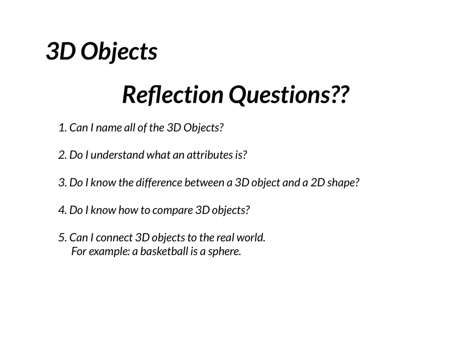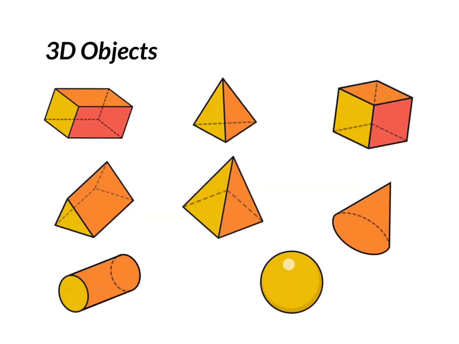Pause this video to take some time to reflect and discuss what these questions mean to you and the answers to these questions. Here are all the 3D objects that we have explored. We can see pyramids. Remember, pyramids are classified based on their bases. We have a square base pyramid and a triangular base pyramid.